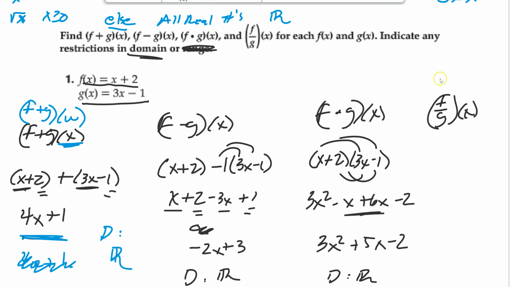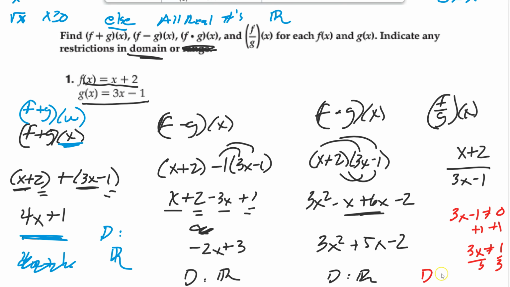And the last one's the easiest, but we have to worry about the domain here. f over g, so f is x plus 2 divided by 3x minus 1. So that's my function, but there is a domain here where I have a fraction. For the domain in this part, you always do the exact same way. I have a fraction, you set the denominator not equal to 0, and we just solve it. So we add 1. 3x cannot equal 1, divided by 3. So my domain is x cannot equal 1/3.